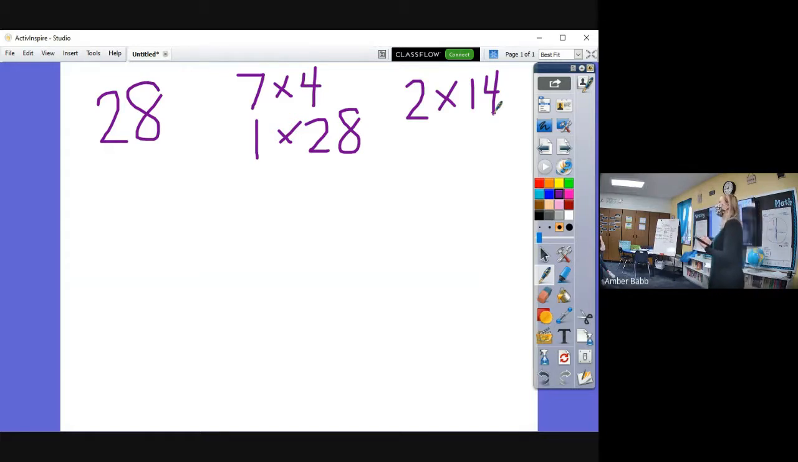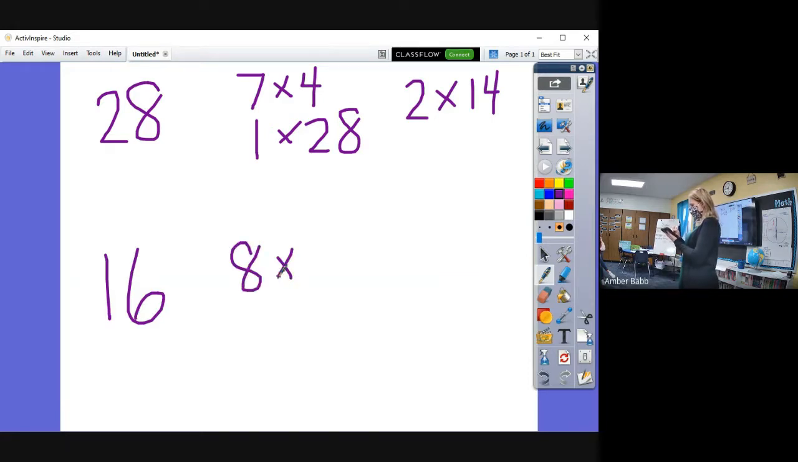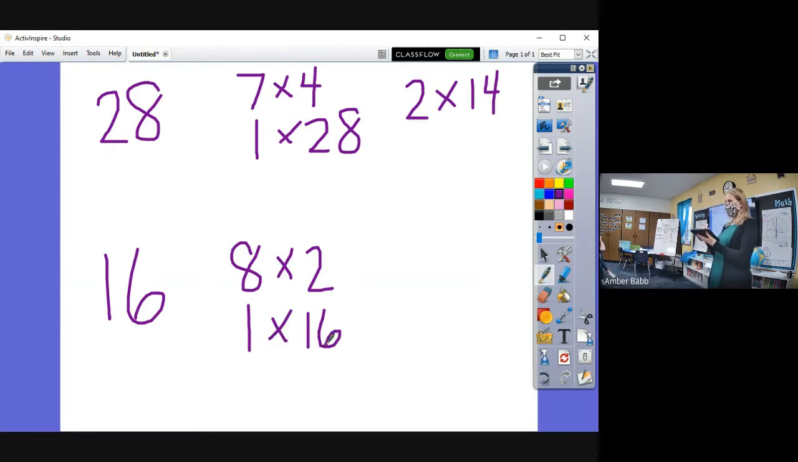All right. And then let's see here. Let's do the number 16. Okay, what can I multiply together to get 16? Fiona, give me something. 8 times 2. Okay, what else? Kaylin. 1 times 16. What else? Sam. 4 times 4. Is there anything else?